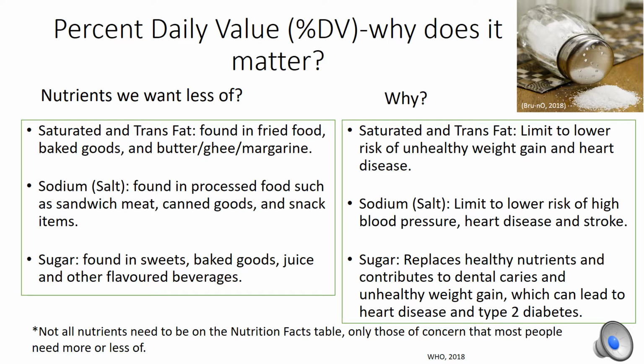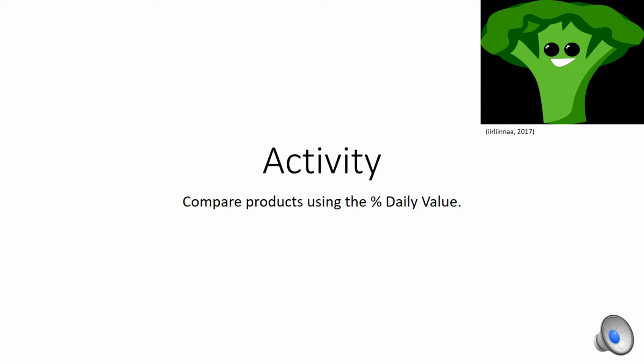Sugar is found in sweets, baked goods, juice, and other flavored beverages. Sugar replaces healthy nutrients and contributes to dental caries and unhealthy weight gain, which can lead to heart disease and type 2 diabetes. Let's go through an activity to compare products using the % daily value.